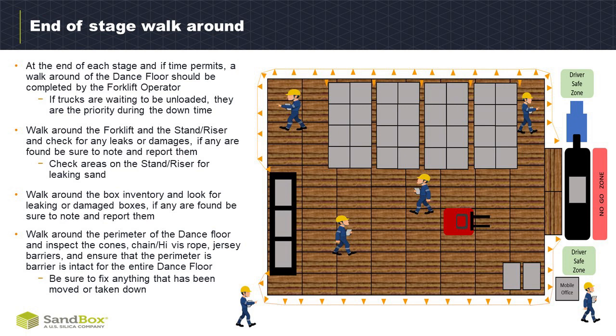Also, be sure to check areas on the stand or riser for leaking sand. Walk around the box inventory and look for leaking or damaged boxes. If any are found, be sure to note and report them. Walk around the perimeter of the dance floor and inspect the cones, chain or high-vis rope, jersey barriers, and ensure that the perimeter barrier is intact for the entire dance floor. Be sure to fix anything that has been moved or taken down. It is easier to fix small issues now than having to fix major issues later.